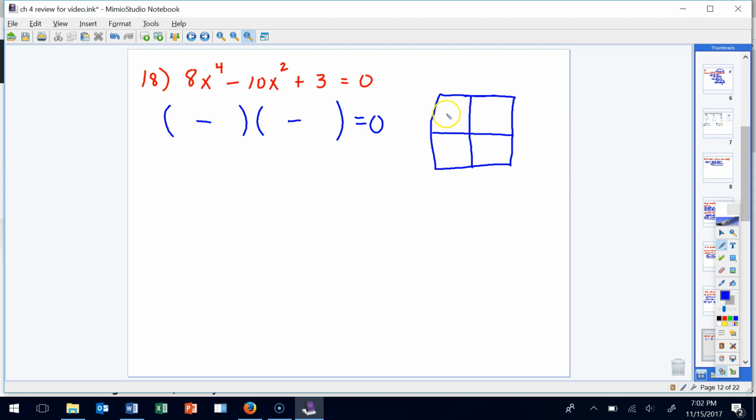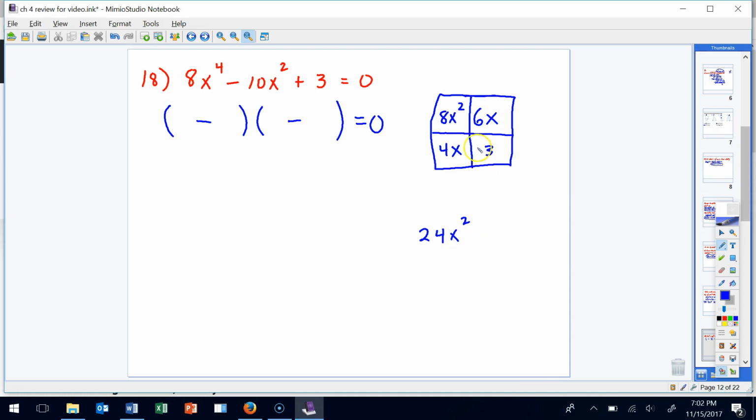So when this was quadratic, remember we would do 8x squared and 3, put these two terms opposite each other, we'd multiply those together, and then the hard part of this for some people is finding the factors of 24x squared that add up to 10x. And hopefully you recognize that would be 6x and 4x.